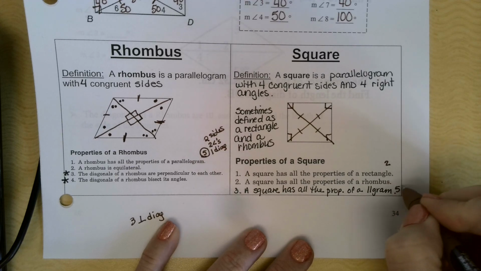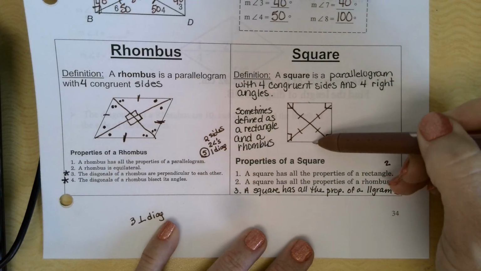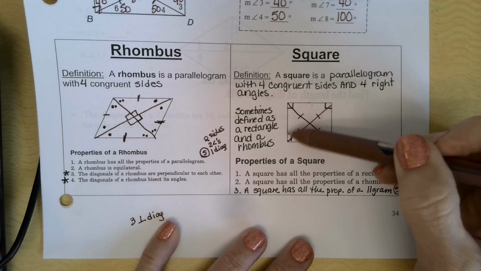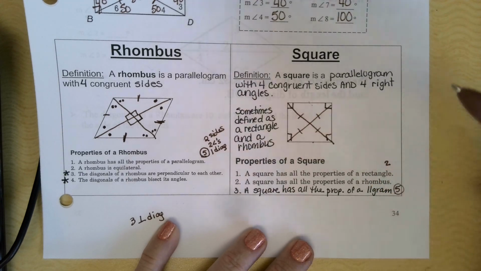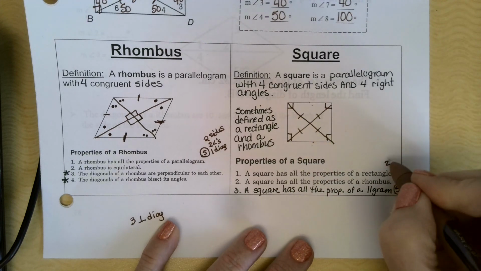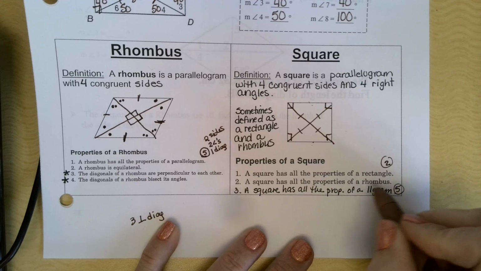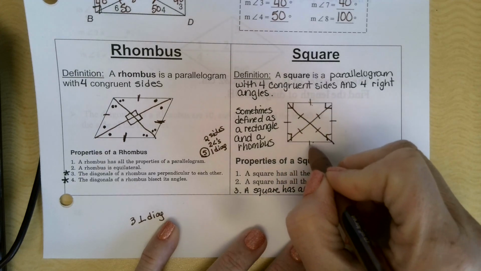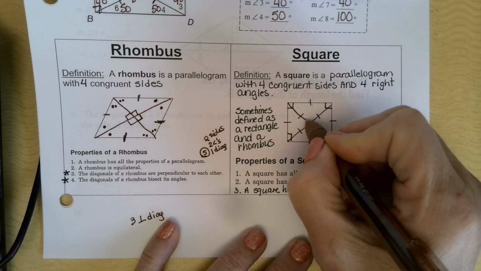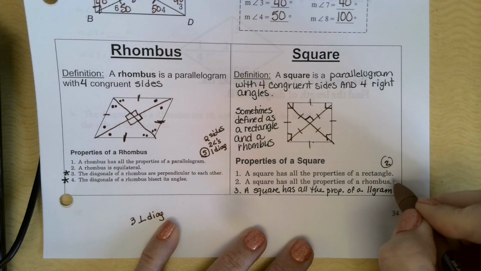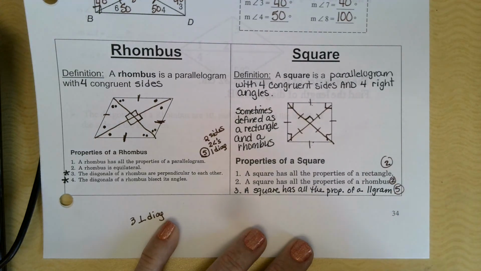The 5 properties of a parallelogram: opposite sides are parallel, opposite sides are congruent, opposite angles are congruent, consecutive angles are supplementary, and then the diagonals are bisected. Those are the fabulous 5. And then the square has all the properties of a rhombus. All 4 sides are the same. Okay, and the diagonals are perpendicular.